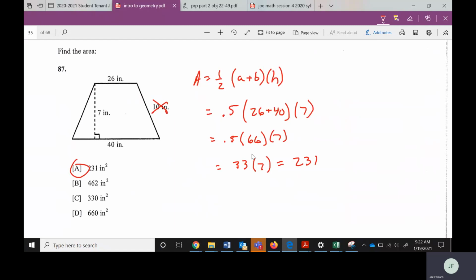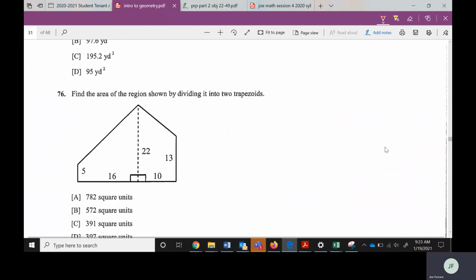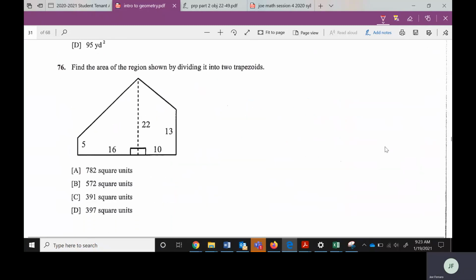All right, one more problem. It's probably one of the most involved problems, but still not too hard. We're going to go back to 76. Okay. So there's one other problem like this, so you'll be able to look at this, do a practice one like this. So it looks like an awkward shape.